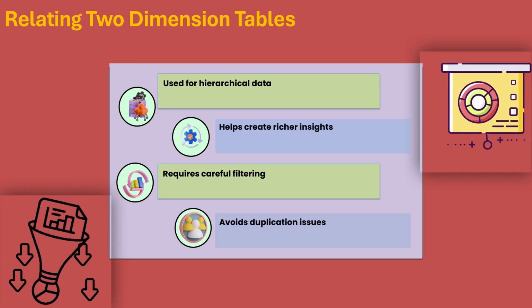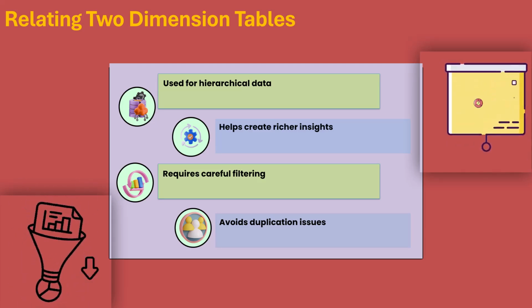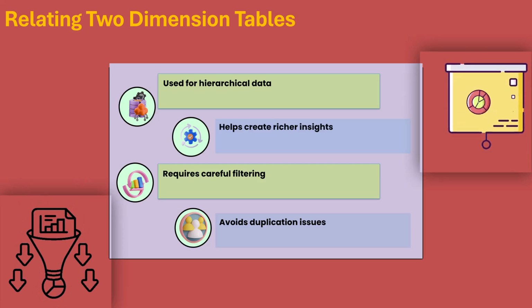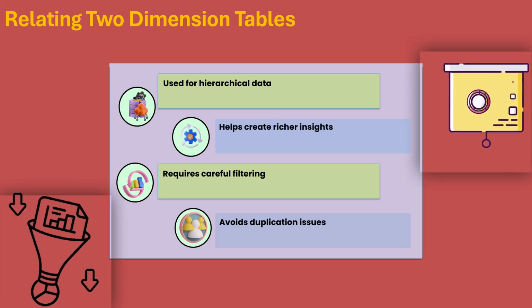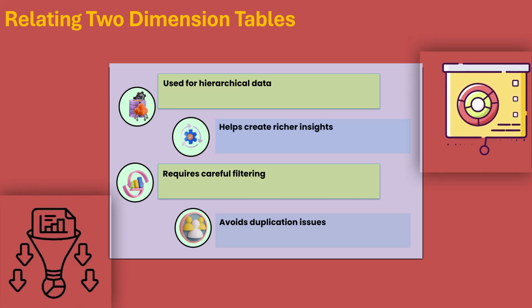Linking two dimension tables is like building a family tree. It helps track hierarchies and relationships. But careful filtering is necessary, or you might get unwanted duplicates. Let's see how Power BI handles this efficiently.